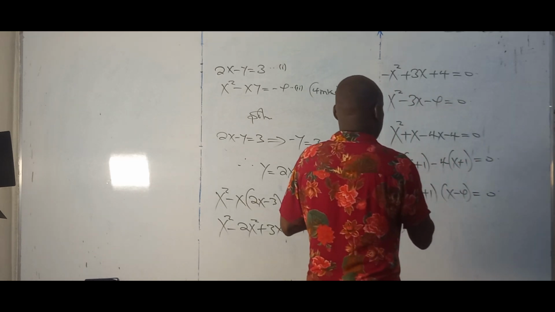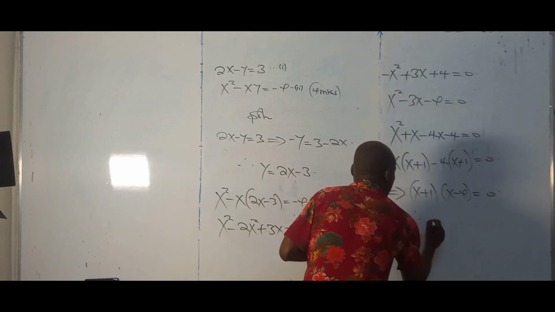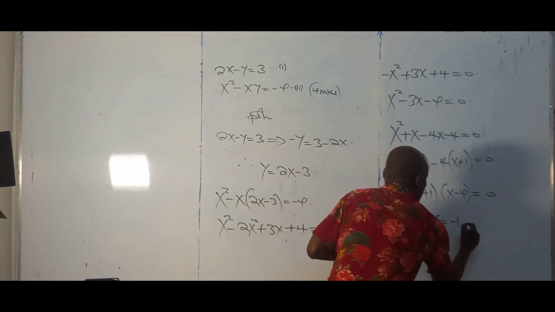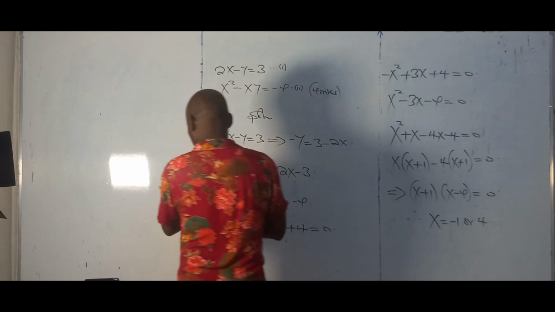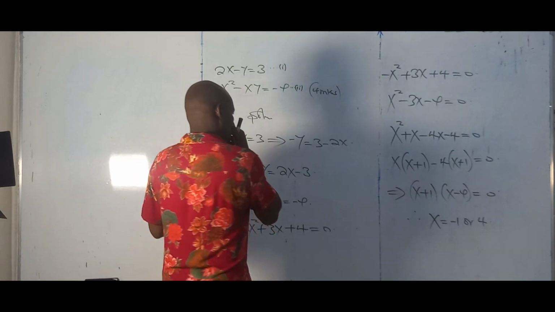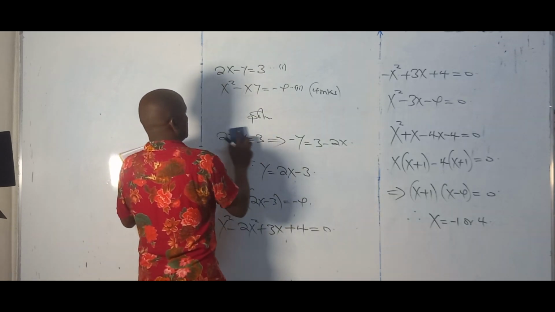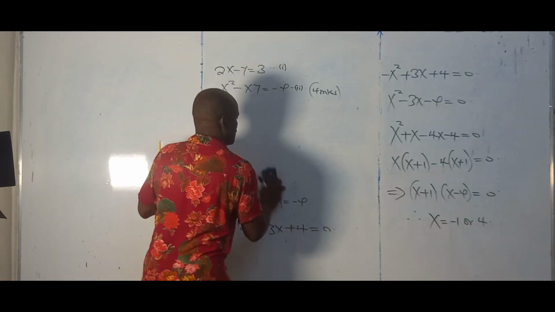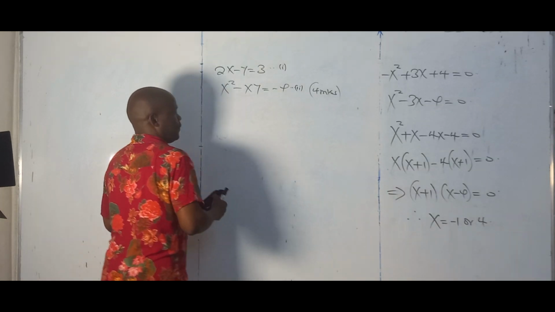That should then imply that either this or this is 0. Therefore, x is either -1 or x is 4. There are only two possible values of x, either -1 or 4. So what is y?